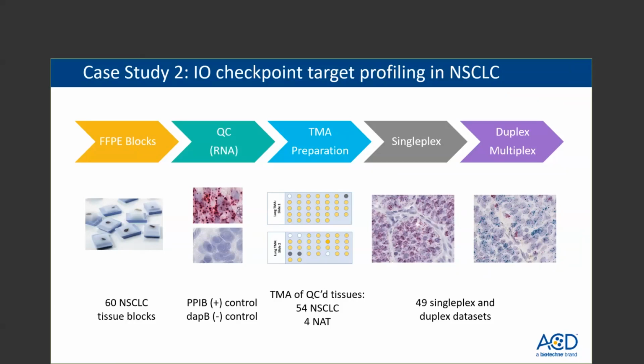Of the RNAscope validated tissue, 60 tissues were selected, which included 54 non-small cell lung tissues and 4 adjacent normal tissues. These were aligned as 2 TMA slides, as seen in the schematic illustration over here, where the yellow circles represent the tumor tissues and the white circles represent the normal tissues. We first evaluated PD-L1 gene expression profile by singleplex RNAscope, followed by evaluating co-expression profiles of PD-L1 with either other checkpoint markers or immune cell and functional markers in the tumor microenvironment by RNAscope Duplex and multiplex assays.